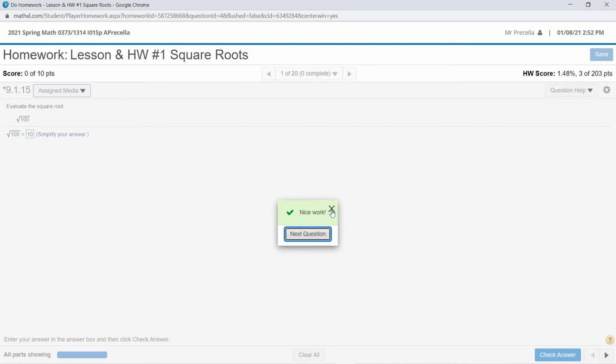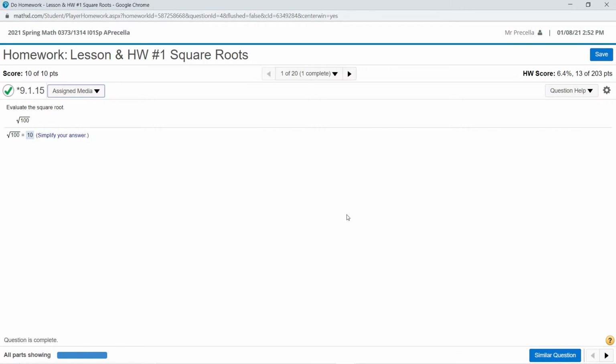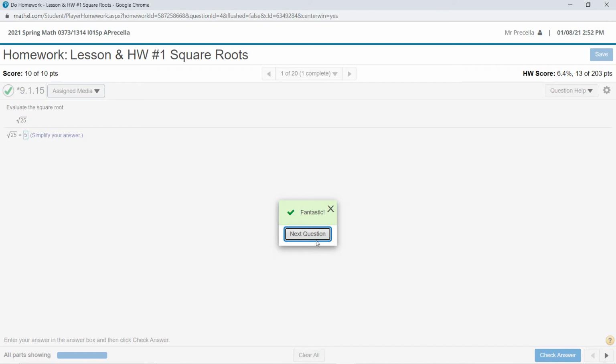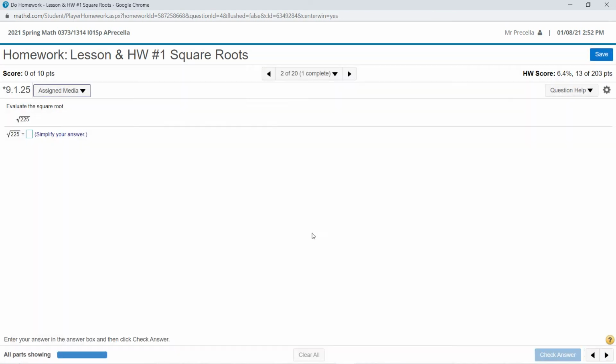Now, if on the other hand you think, oh wow, I need to do another problem like this, just down here, click similar question. Square root of 25. Notice, we're still on problem number 1. I just chose to do another one. Sometimes you might work a problem and decide, I need more practice with it. But now let's go on to problem number 2.